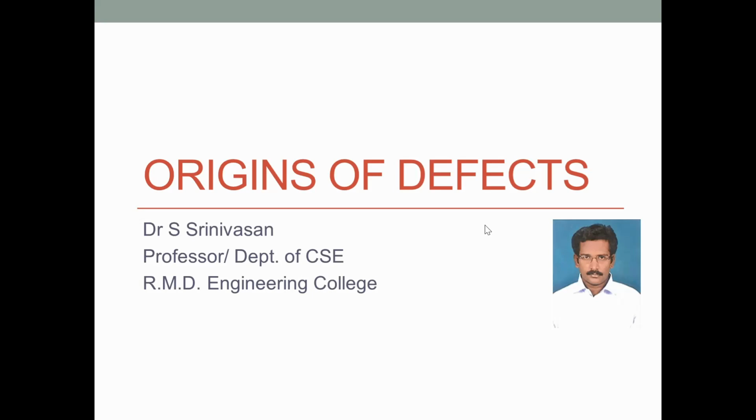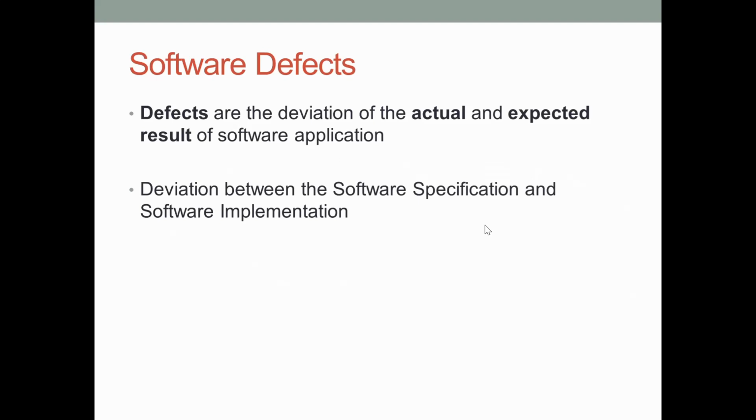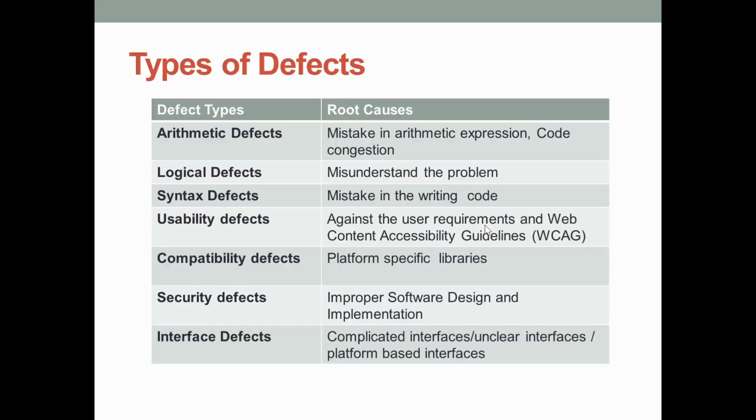In this video, I am going to tell about the origins of software defects. Let us define what software defects are. Basically, software defects are the deviation between the actual and the expected result produced by the software application. We would say it's a gap between the software specification and the software implementation.